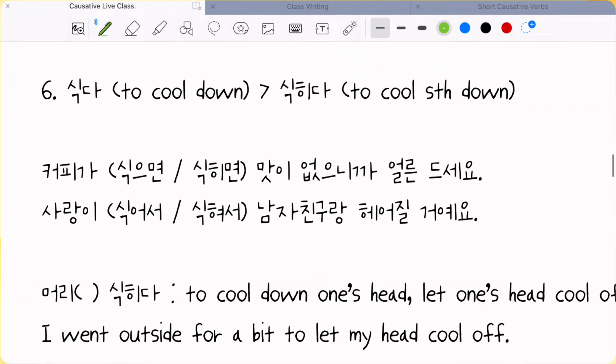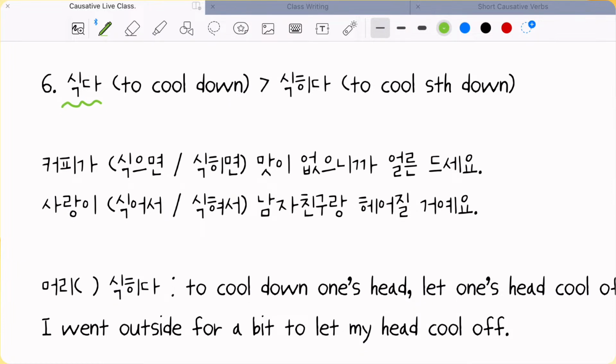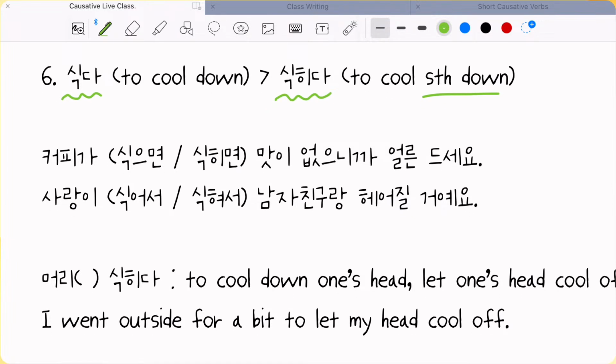좋습니다. 그 다음에 let's move on to the next one. 식다 and 식히다. 식다 means for something, usually for food, to cool down, but it could be used for other things too. And 식히다 would be to make something cool down, so to cool something down. So 식다 can be used for food or drink cooling down. So 커피가 식다, you can use it for coffee getting cold, or you can also use it when your love fades. When the spark fades between two people, you can say 사랑이 식다.